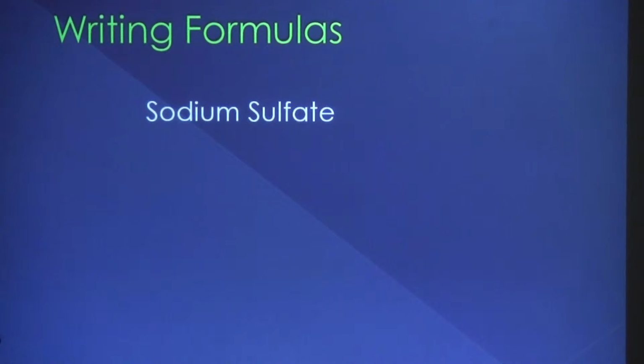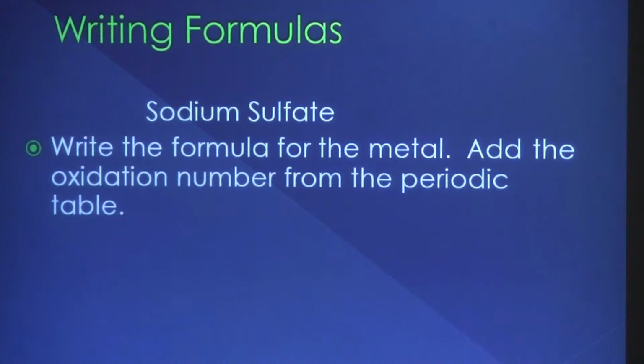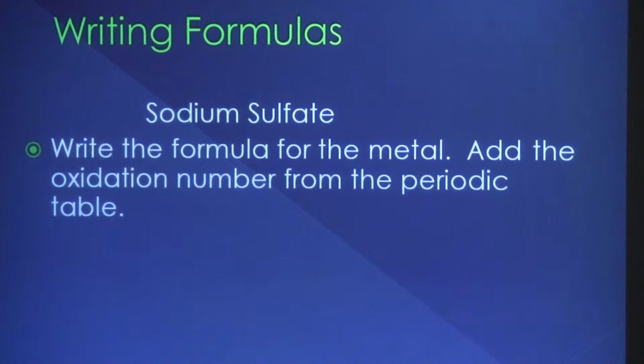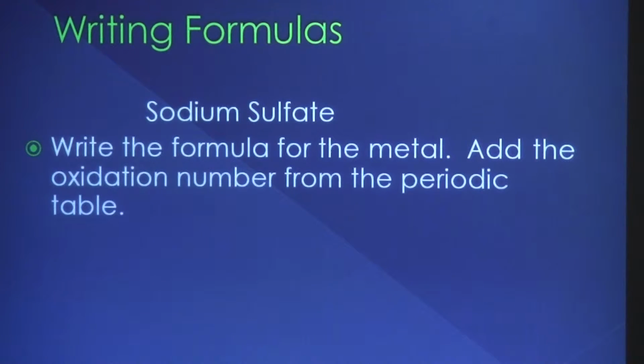So your first step for sodium sulfate would be to write the formula for your metal. Sodium is the first name on there. That would be our metal, because metals are on the left. So our formula for sodium, the symbol for sodium is just, you should know this one off the top of your head. Na. And then we want to put the oxidation number on there.